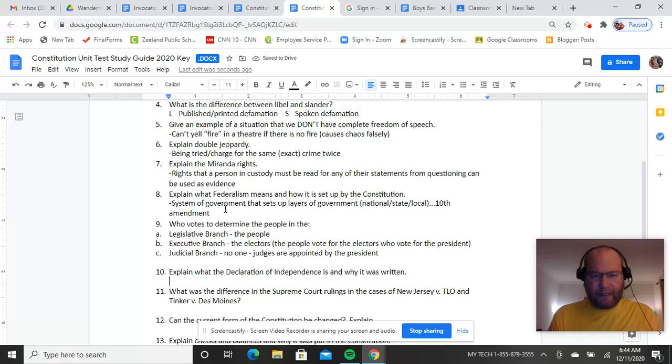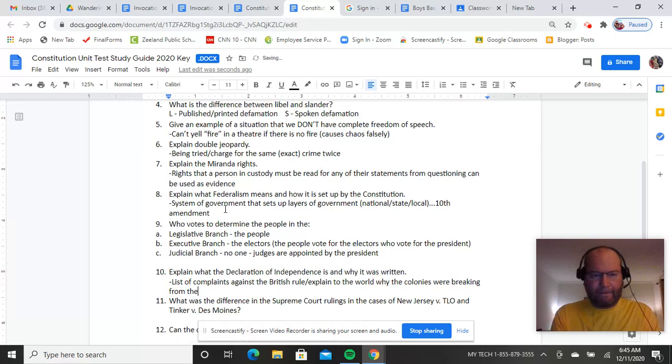All right, explain what the Declaration of Independence is and why it was written. It was a list of complaints against British rule. And why was it written? To explain to the world why the colonies were breaking from the British.